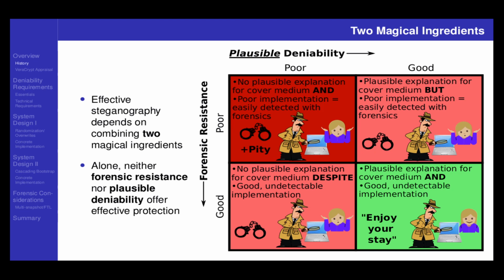So this is what I submit to you are the essential ingredients of steg, where I think existing steg falls short. You need forensic resistance, which I just described a minute ago. It's fairly straightforward. Don't put stuff in swap, for instance.